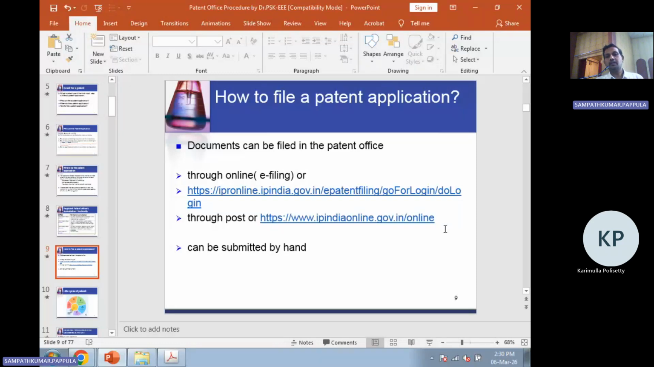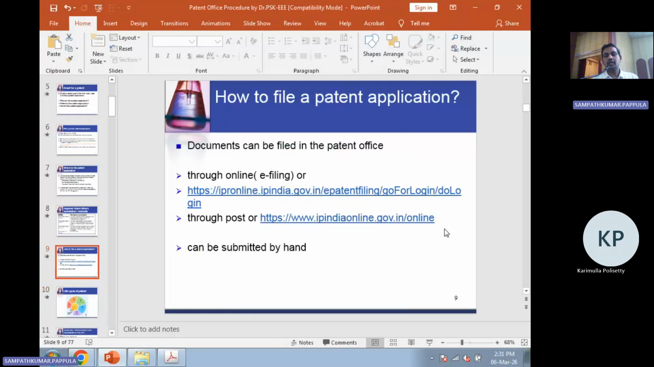After that, you need to apply for the patent on the Indian patent site. Documents can be filed in the patent office through online e-filing, or we can also post everything to the office, Chennai or Mumbai, whatever it may be. Whichever state you belong to, you need to use that office's address. Here I provide a link. If you open that link, then we can easily log in and start uploading your files one by one, step by step. I will show you that.